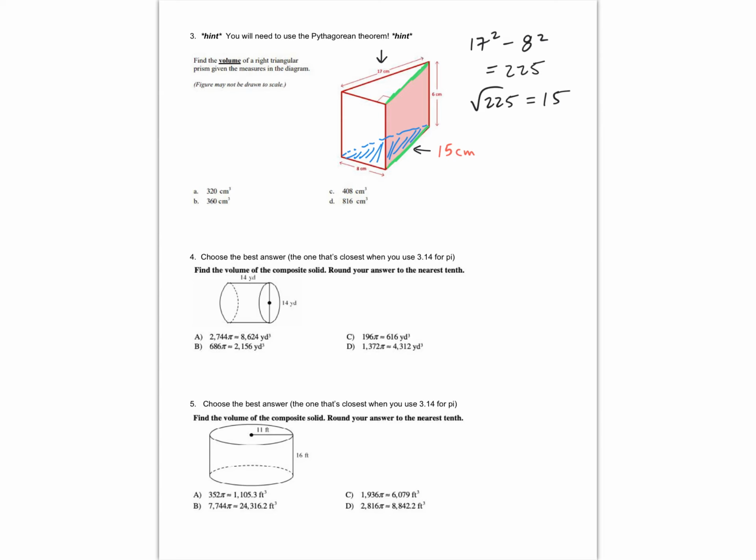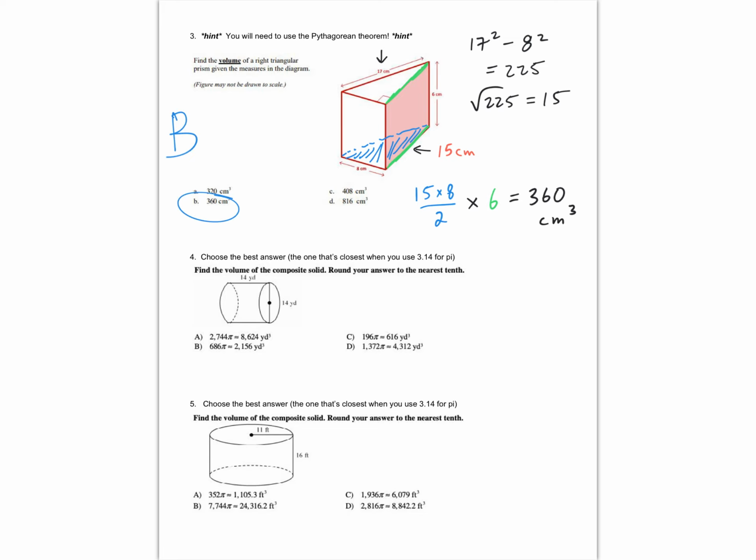Okay, now that we have that, we're going to find the area of the base here and times it by the height of the shape. So this is a triangle with dimensions 8 and 15. So we're going to multiply those together and divide by 2. So we're going to have 15 times 8 divided by 2. And then I'm going to multiply that by the height of the shape, which is 6. So when we do this, we get 360 centimeters cubed. So the answer is B.